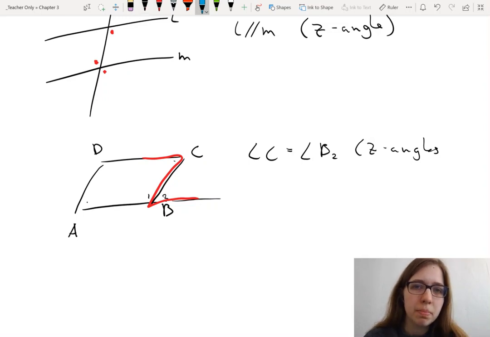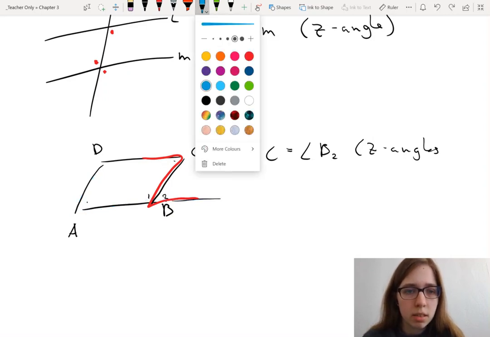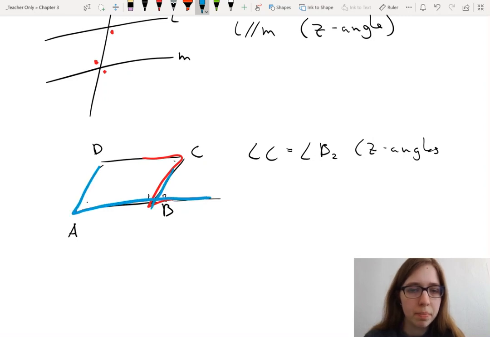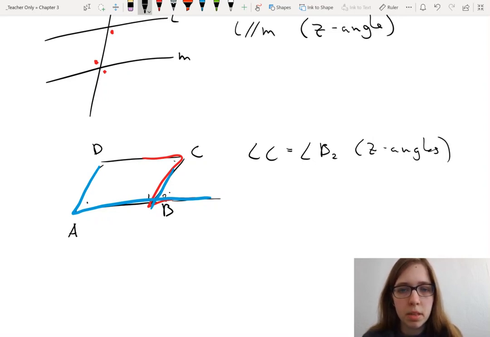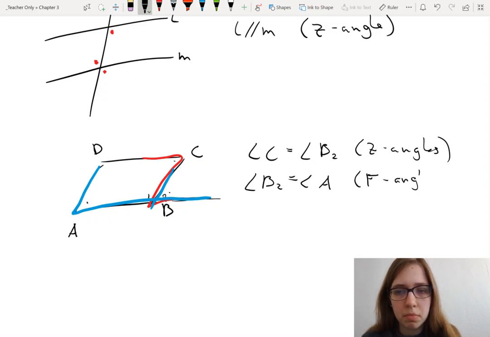But I can also create an F here. It starts to get a little bit messy, but that means that this angle and this angle have to be the same. So I also know from F angles that angle B2 is angle A from F angles. So we can conclude from these two that angle C is angle A.